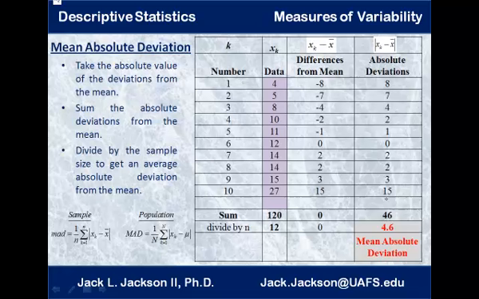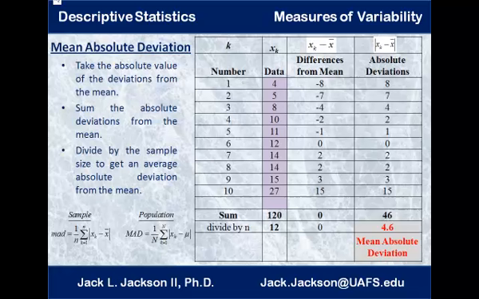And so we get all positives here. Now when we add them up, we no longer get 0, we get 46. Now, just using the 46 here, the sum of the absolute values of the deviations, that wouldn't be too good, because the more data values you have, the bigger this would get.